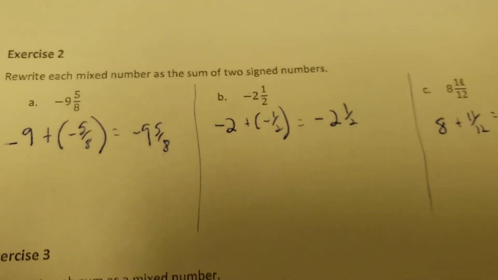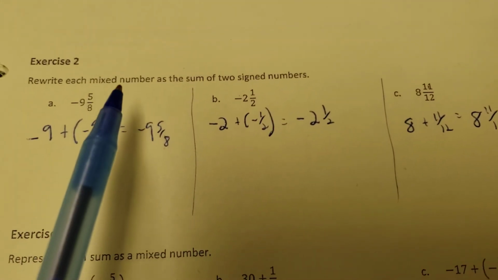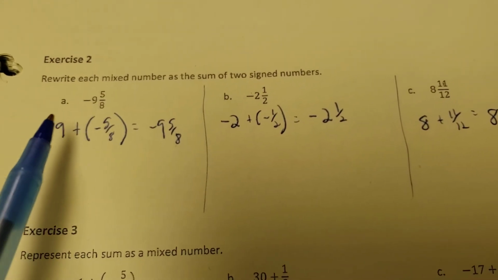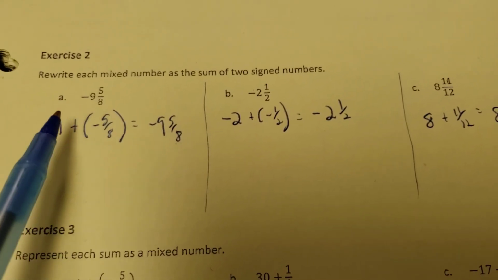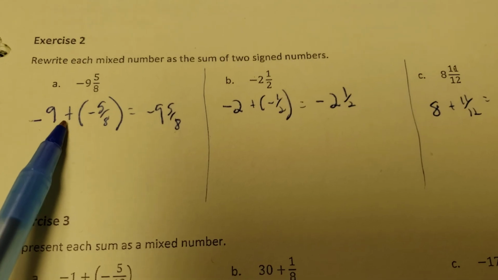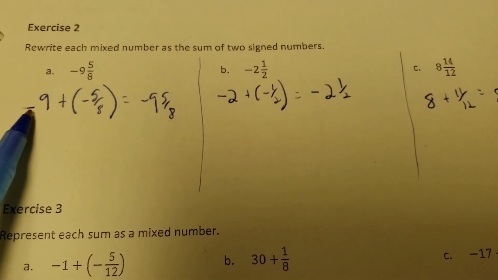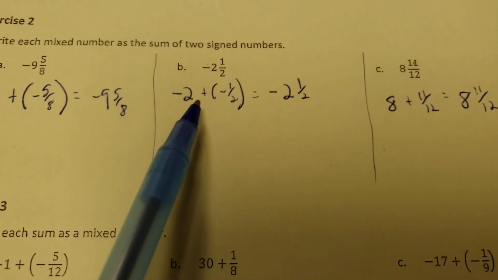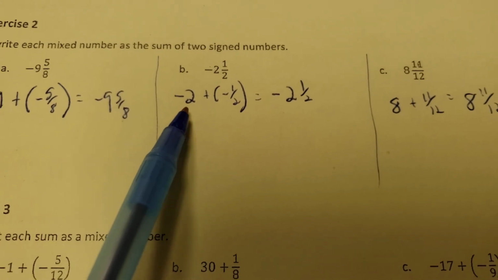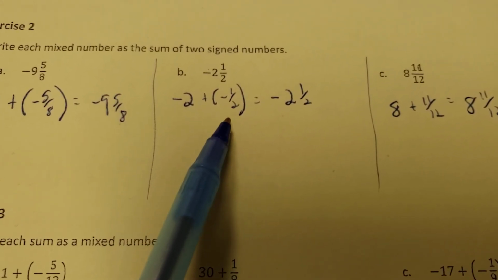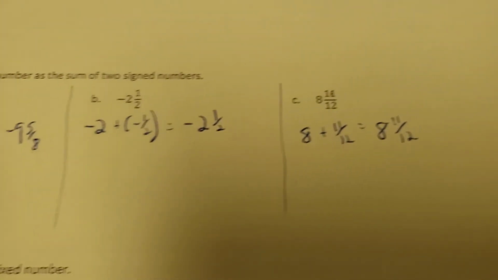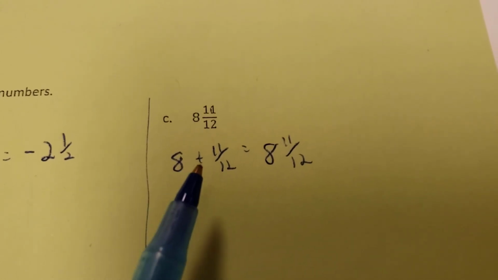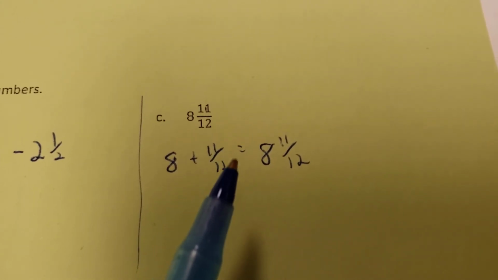All right, first up, our first group of problems says to rewrite each mixed number as the sum of two signed numbers. Now, sum means addition, so let's take a look at this. A negative 9 and 5/8, you could break it apart into a negative 9 plus a negative 5/8. And obviously, since they're both negative, you can just add them together and keep the sign, so negative 9 and 5/8. Similar concept here, negative 2 1/2, I break down into a negative 2 plus a negative 1/2, and together they make negative 2 1/2. This works just as well for positive numbers too. 8 and 11/12 becomes 8 plus 11/12, and that's how we get the 8 and 11/12.